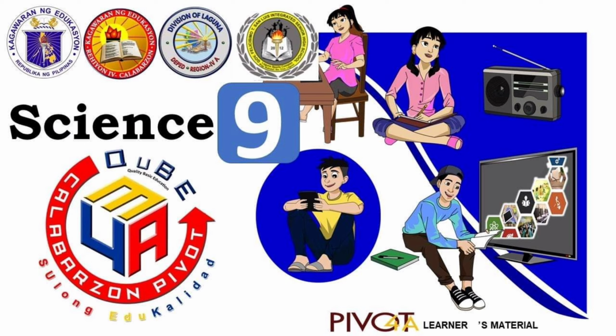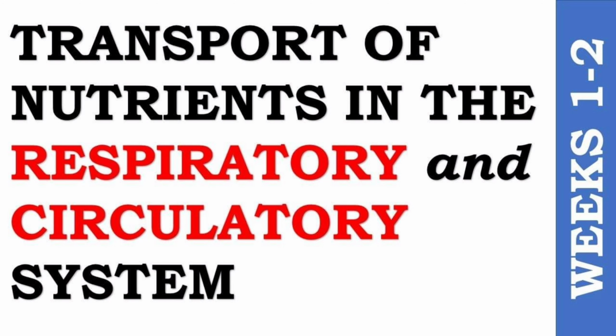Let me guide you in using the Learner's Material in Science 9, published by the Department of Education, Region 4A, Calabarzon. Our lesson for 2 weeks is all about transport of nutrients in the respiratory and circulatory system. We will find out how the respiratory and circulatory systems work together to transport nutrients, gases, and other molecules to and from the different parts of the body.